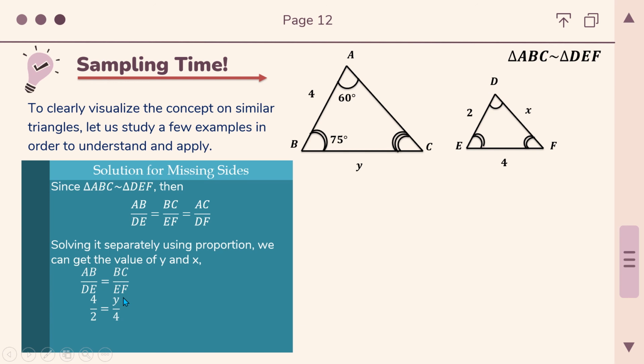Then what to do next? We substitute or plug in the value of side AB which is 4 over side DE which is 2 is equal to side BC represented by y over side EF represented by 4. So with this proportion, usa ra ang missing variable that is y. I-multiply na, 2 times y, that is 2y. 4 times 4, 16. Then solve for y, divide 2 both sides. 2y divided by 2 is y. 16 divided by 2 is 8.